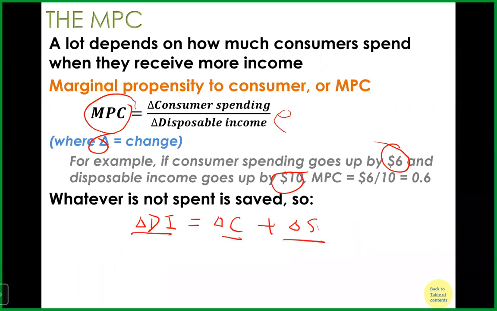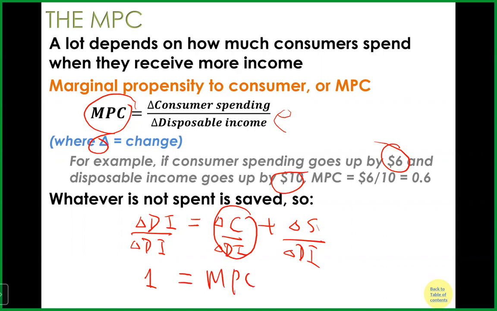Now, if we divide by the change in disposable income on both sides, this equation still holds, right? But now what are we getting? The left hand side is 1, and the right hand side, what is it? This is MPC, right? And this other term we call MPS, the marginal propensity to save. Okay.